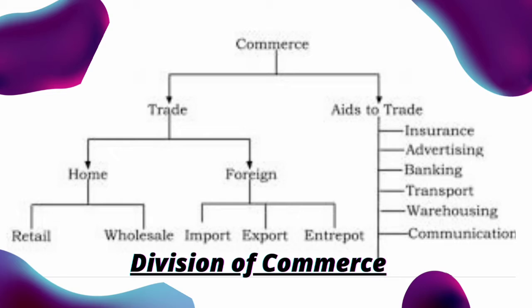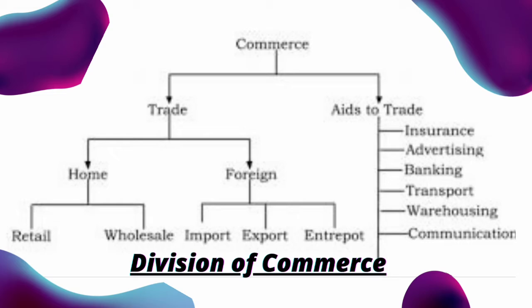the entrepot. Import is when we buy goods from another country into our own country. For example, buying goods from Canada and importing them to Nigeria. Then export is where we sell goods produced in Nigeria to other neighboring countries. That is export.